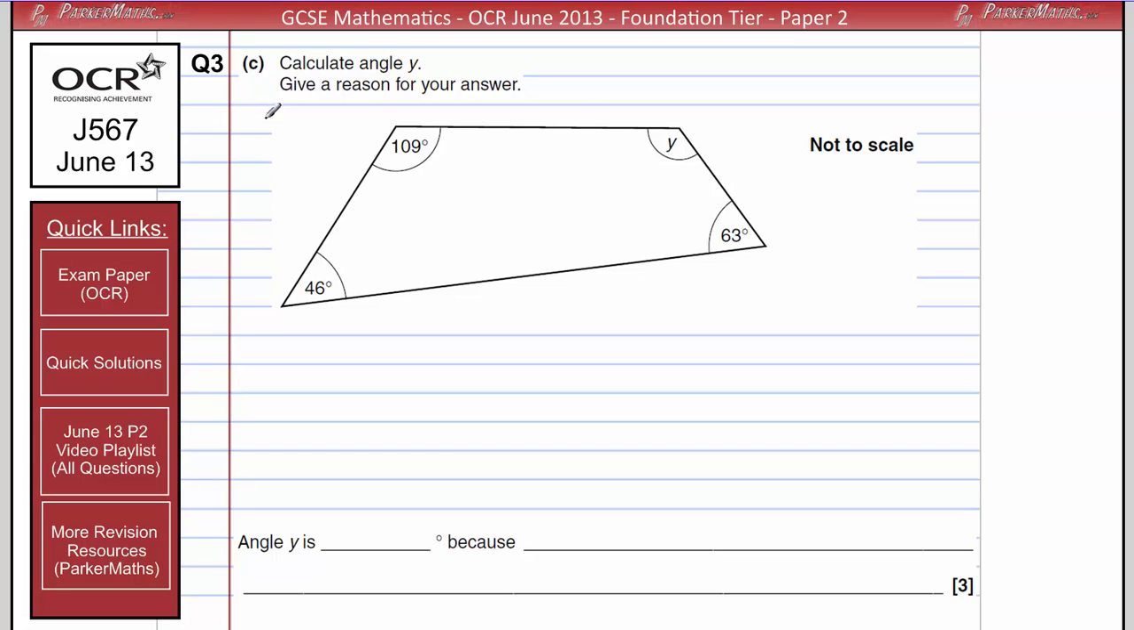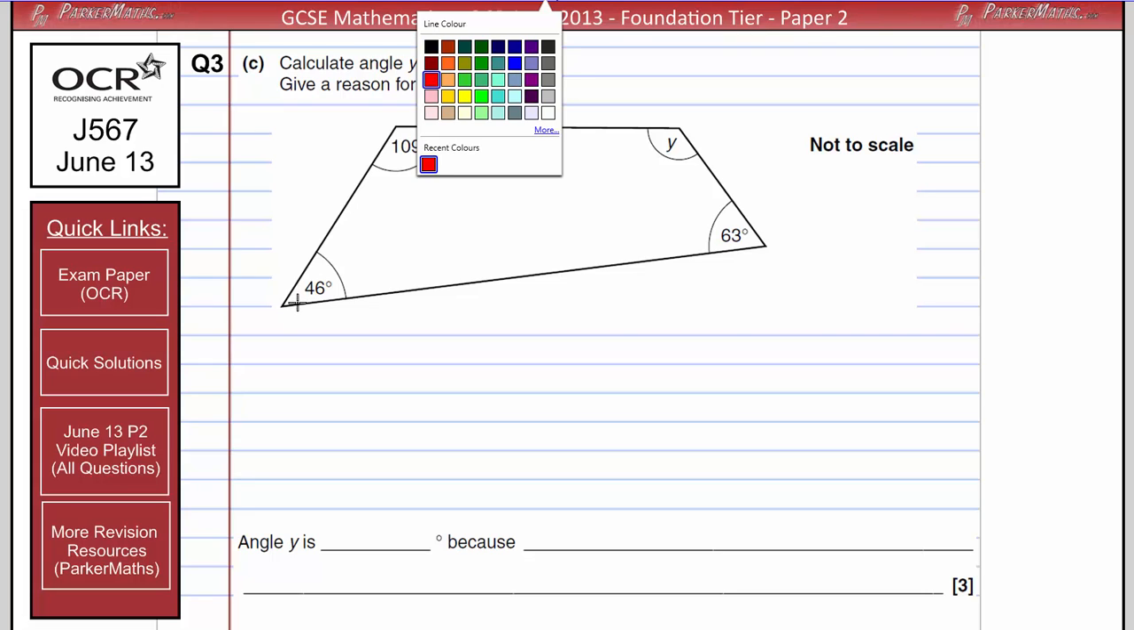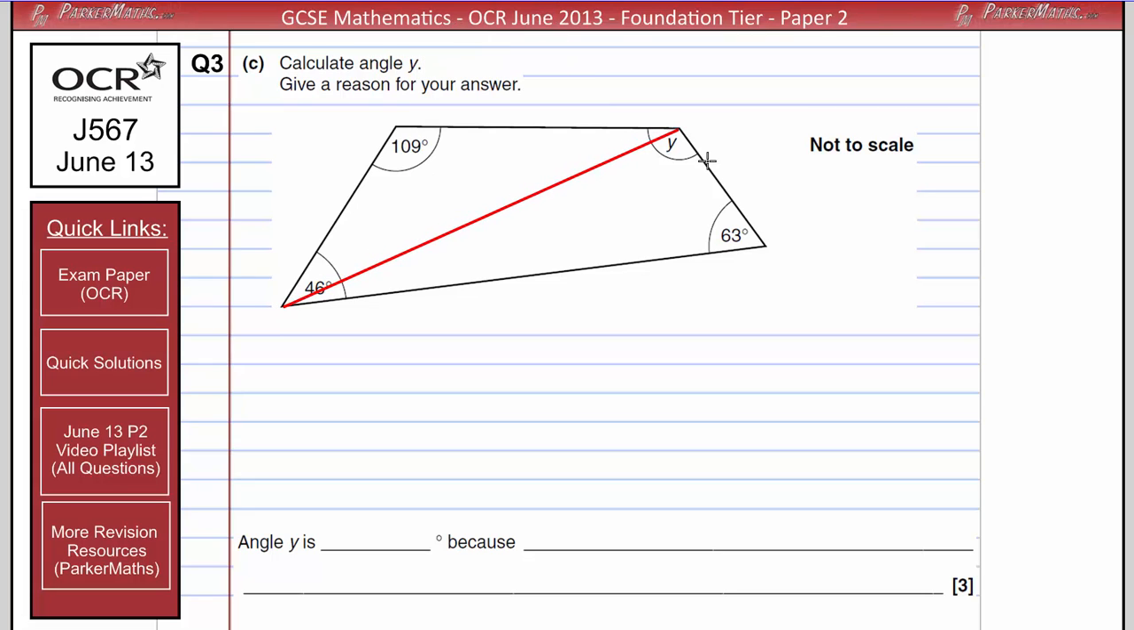In question 3 part C, we need to calculate angle Y and give a reason for our answer. Well, we have a quadrilateral here, and any quadrilateral, you can split it into two triangles by drawing a line across the diagonal. And we know the angles in a triangle add up to 180. And because we've got two triangles, and you can do this for any four-sided shape, it means the angles inside any four-sided shape will be two lots of 180, which is 360.